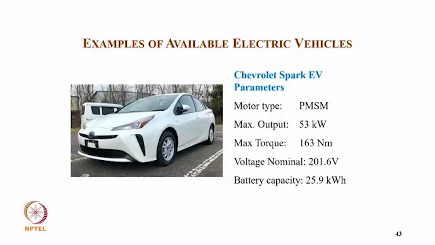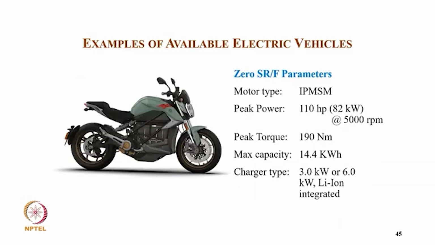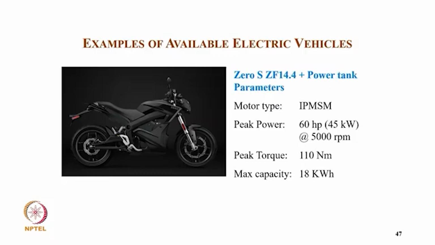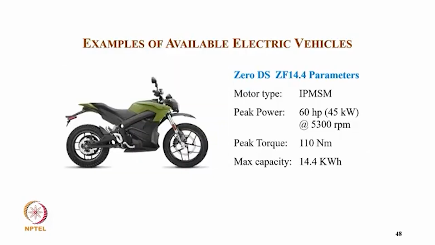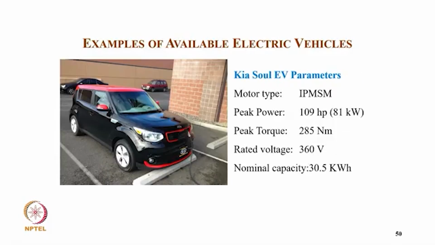Then the Chevrolet Spark, another model. Then typically two-wheelers, high rating two-wheelers, especially interior permanent magnet motors with an 82 kilowatt motor for these two-wheelers, of course at high speed at 5000 rpm. Then another model of two-wheelers.